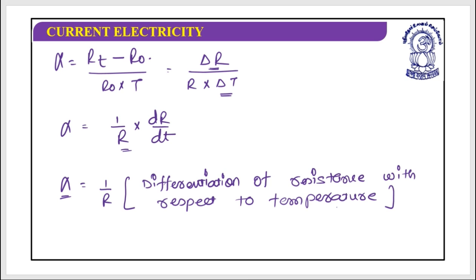A very good and logical kind of question has been formed from here. So please do remember this: alpha equals 1 by R into bracket dR by dT. Purposefully I write the capital T so that you will always know that this is for temperature and not for time. I hope these things are clear. Is it clear? Let's look at the questions.